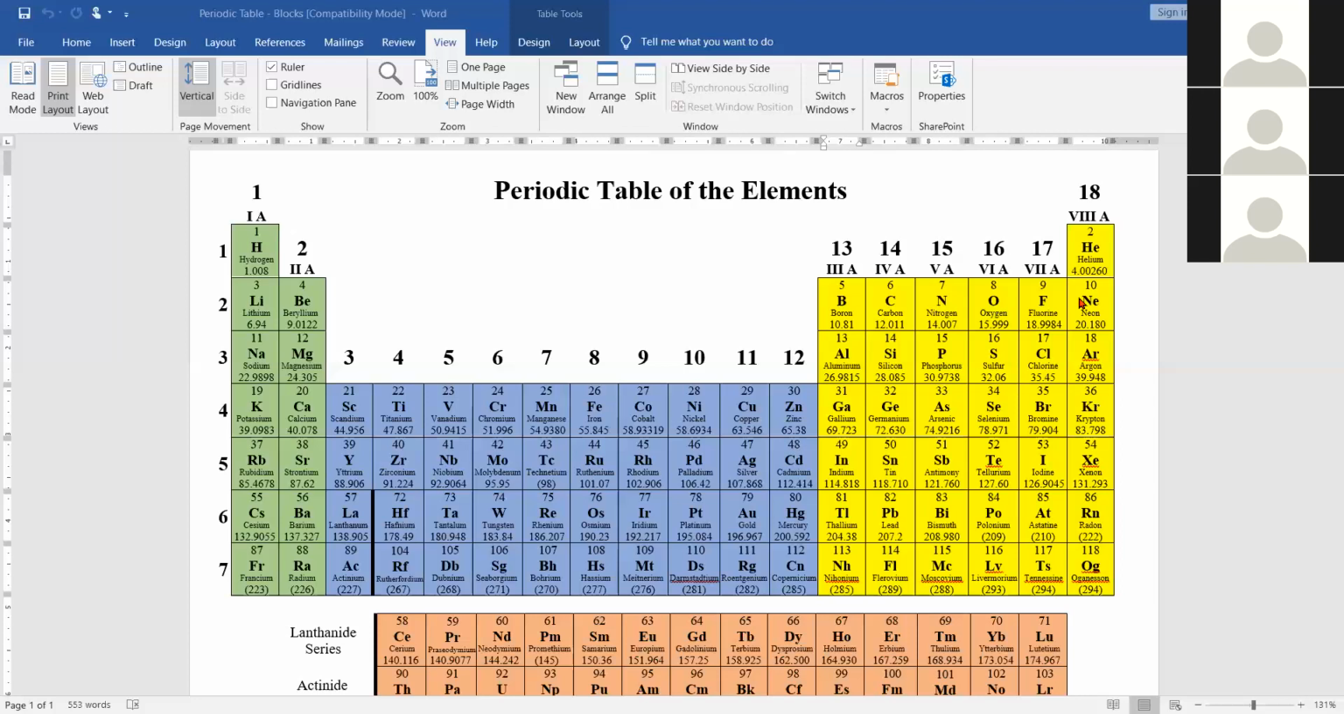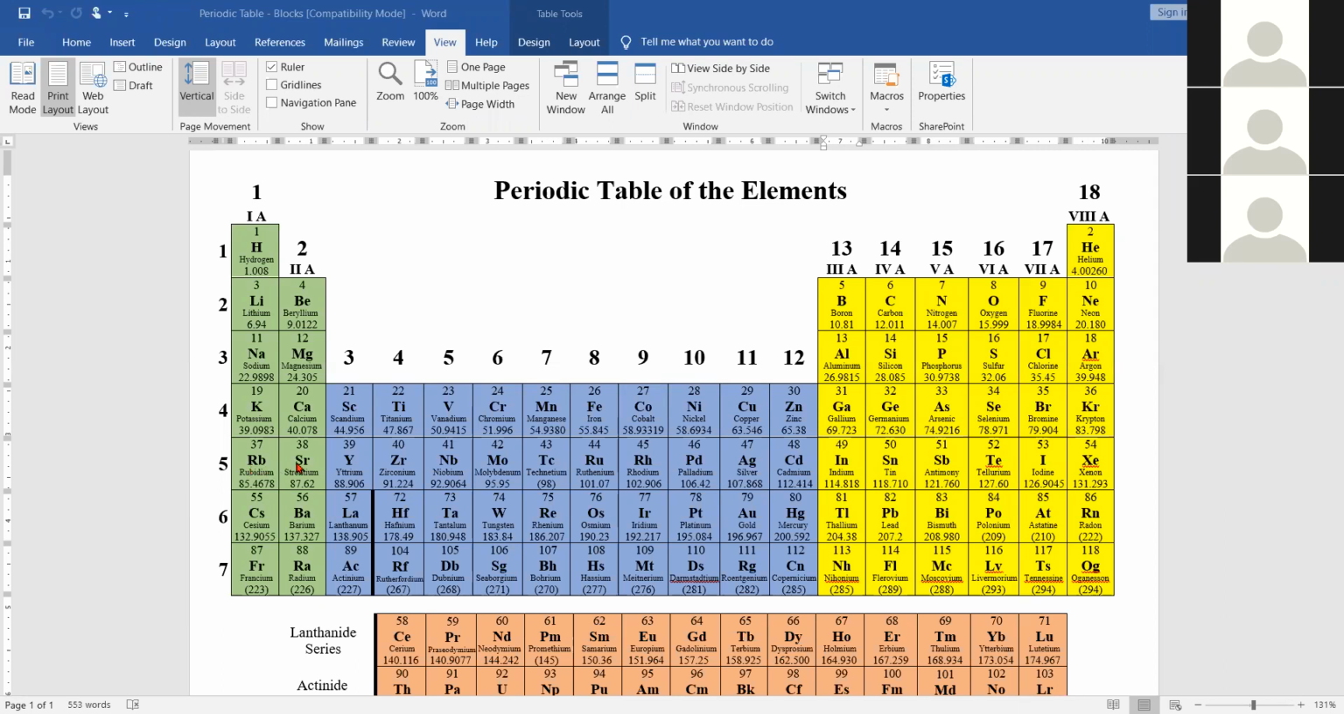Jasmine, put your finger on krypton. Okay, you have it on krypton. Go to the first metal. What's the first metal closest to krypton? Rubidium. But that's the one you started with, right? So go to the next metal.